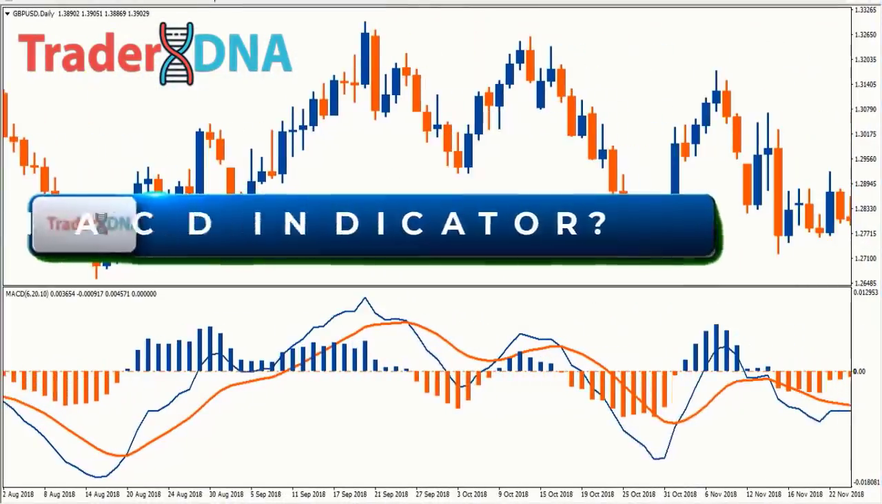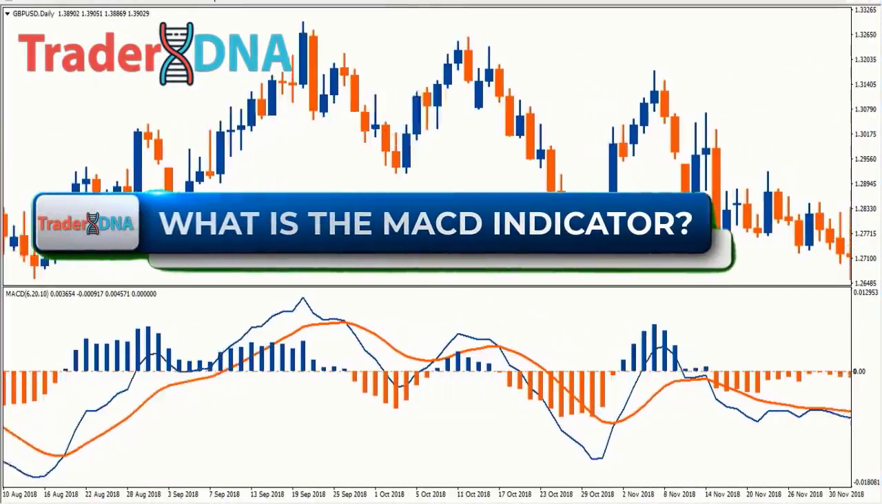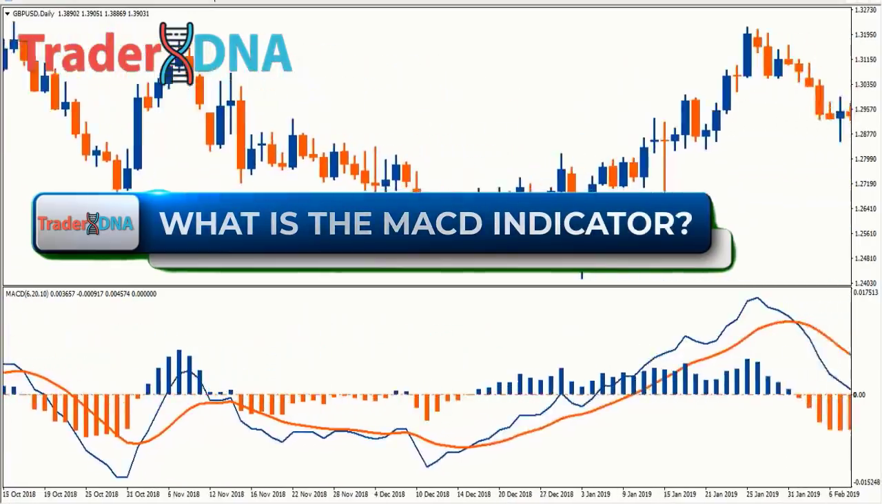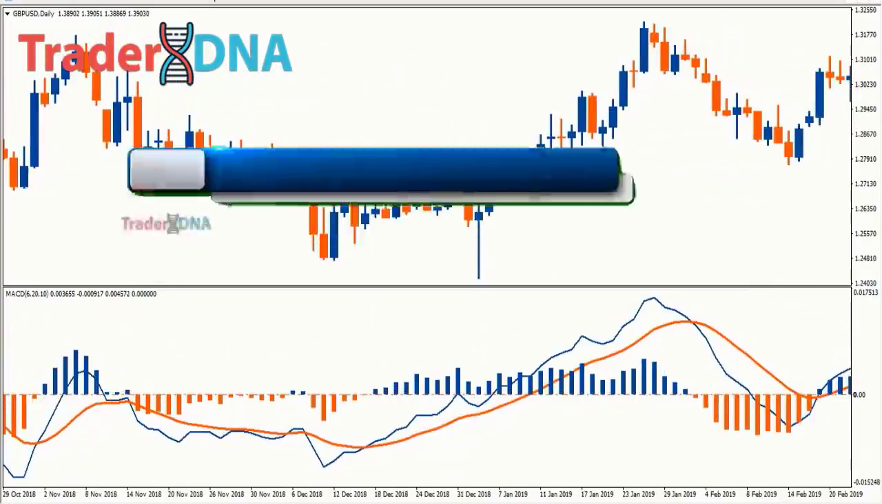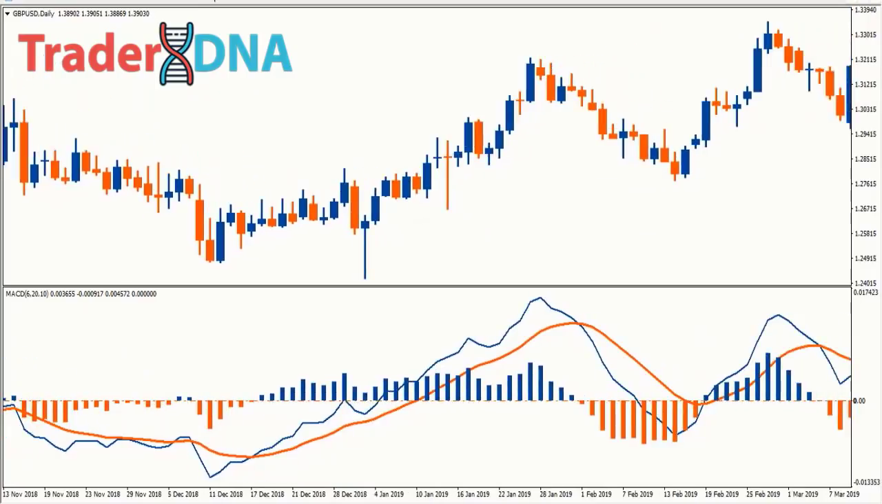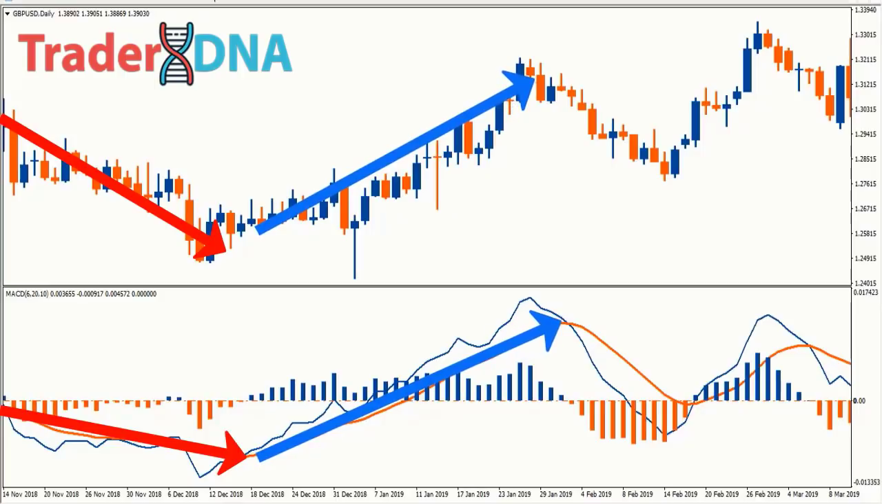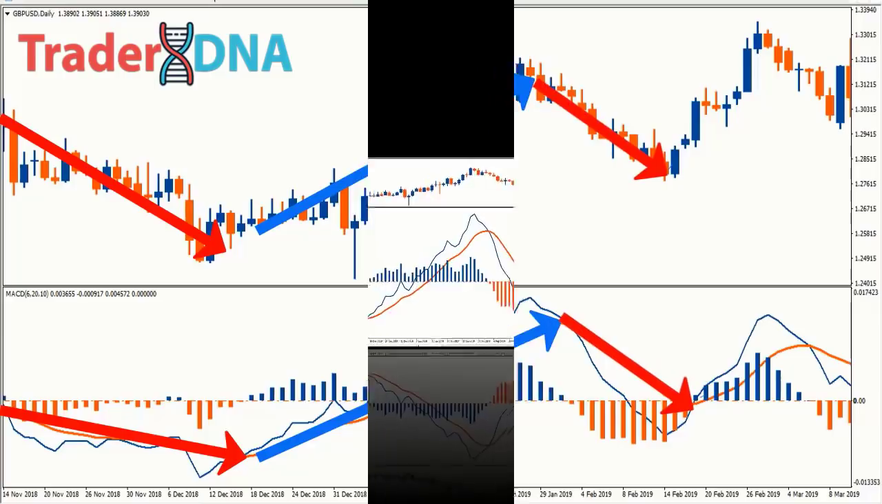What is the MACD indicator? The MACD, or Moving Average Convergence Divergence Indicator, is a momentum oscillator used to trade trends. MACD plots the distance between moving averages and helps traders identify trend direction and whether the bullish or bearish momentum in the price is strengthening or weakening. Although MACD is an oscillator, it is not typically used to identify overbought or oversold conditions.